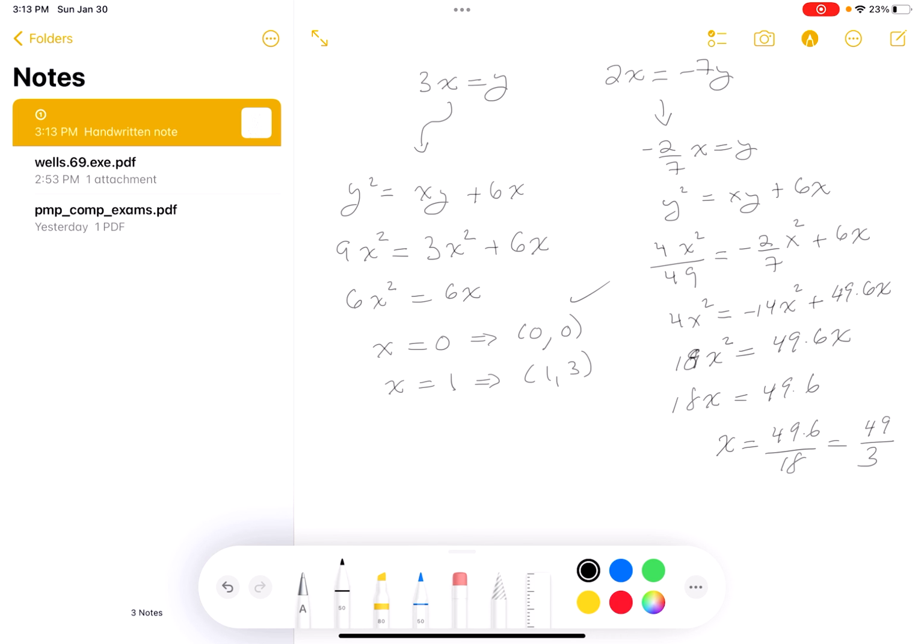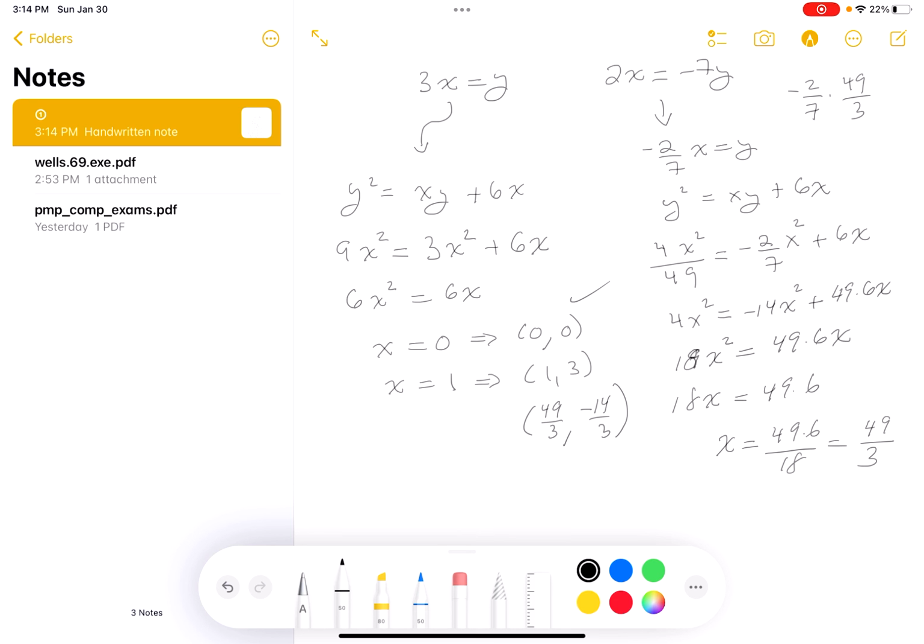So let's write the other solution down I get. And again, I haven't even gone back to the word problem. Maybe this doesn't make any sense at all. But x is going to be 49 thirds. And what's the y going to be? Let me write this down for you. It's minus 2/7 times the x, and the x is 49 thirds. So what's it going to be? Minus 14 thirds.